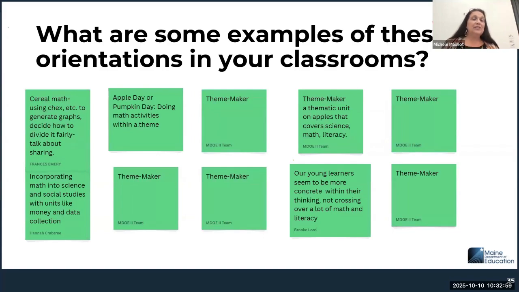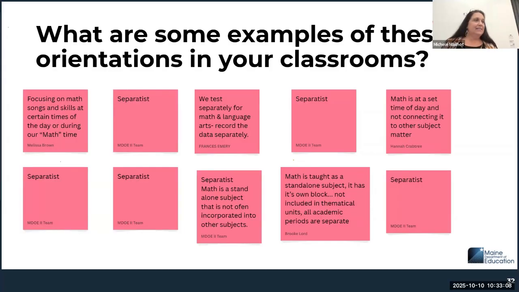As I went through and looked at these, there are some very common, let me go back here, right here. When we think about examples of separatist, right? I'm thinking for me, that was the easiest one to fill out, right? Because we see that, we've lived that, that's how I was educated. That math was with the math teacher only.